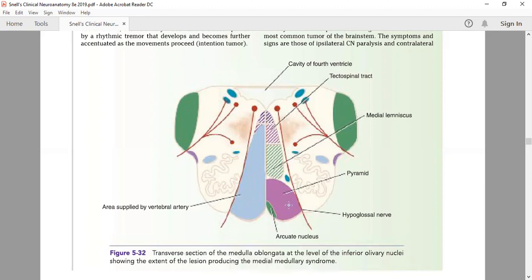So, what are the symptoms? There is contralateral hemiparesis. Why? Because the pyramidal tract is affected. Pyramidal tract, you can see this purple color. The pyramid area is affected, so it will result in contralateral hemiparesis. And also the medial lemniscus. This is medial lemniscus. If medial lemniscus is affected, it will result in impaired sensation of position.